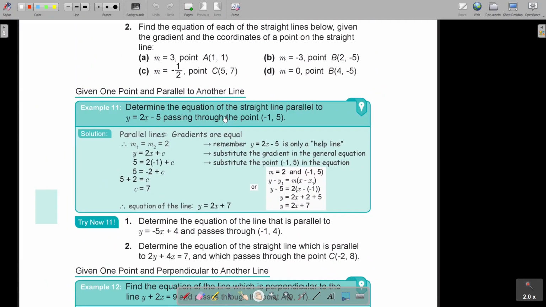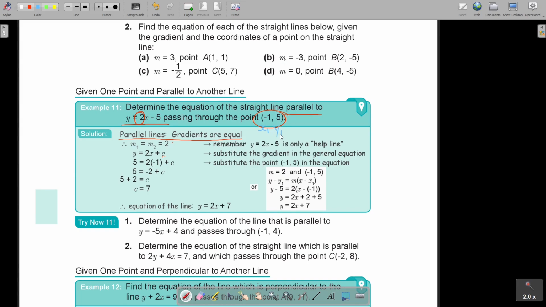So determine the equation of the straight line parallel to this line. So now they give you the line. They said parallel to this line, passing through a point, and they give you a point. Okay, so parallel lines' gradients are equal. So I just get that gradient value in front of x, and that's 2. And I substitute it. And then after I substitute it, I take that point, and don't forget to make it x1, y1.